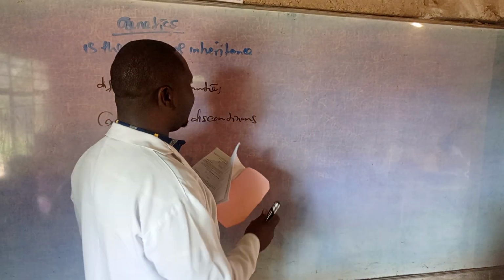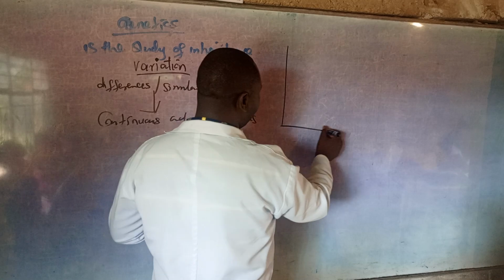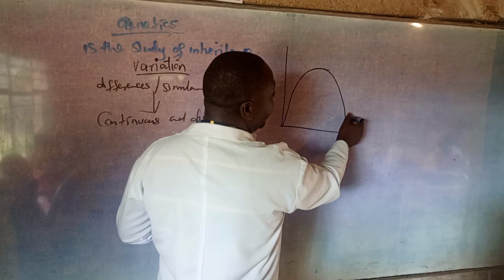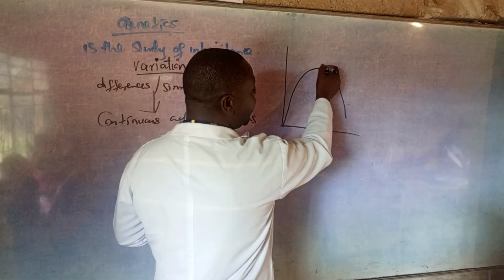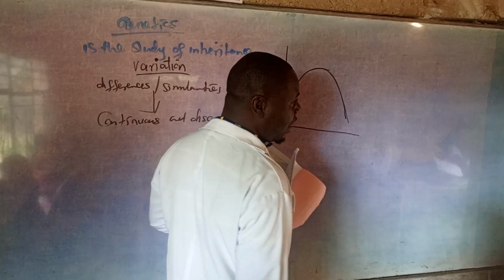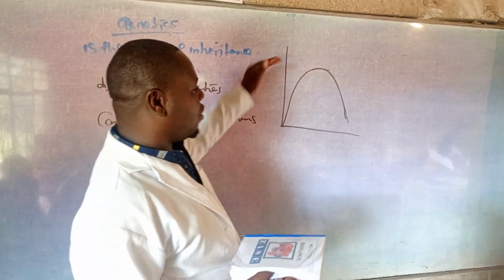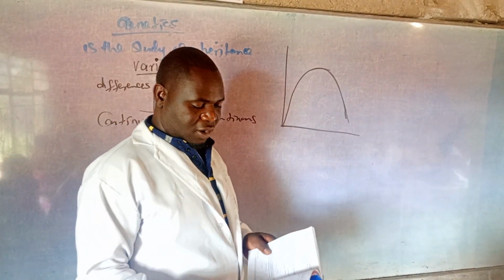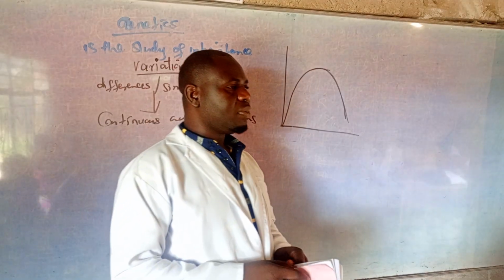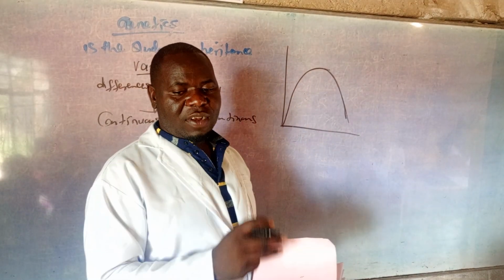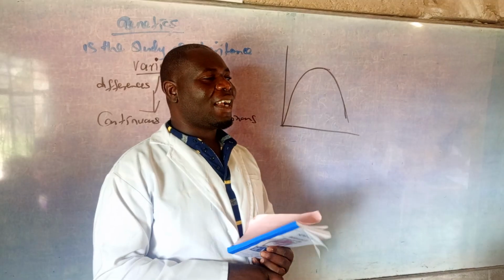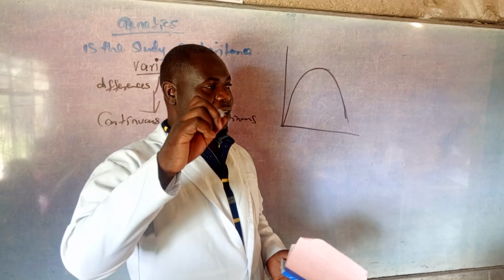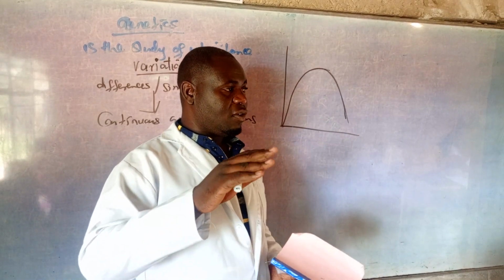Then the graph for continuous variation looks like this. It can go up and also come down. Example like weight: weight can increase rapidly and at the same time it can come down. It shows that it can change, increase and also reduce. So all these are under continuous variation. Any question on continuous variation? I said continuous variation is a type of variation where there's no clear-cut difference among organisms of the same species. Example like weight, which is the body mass.